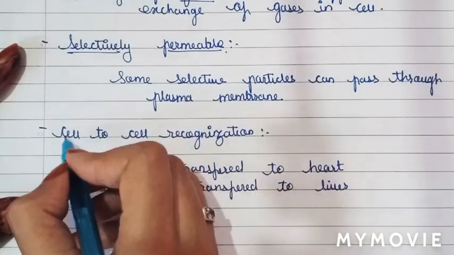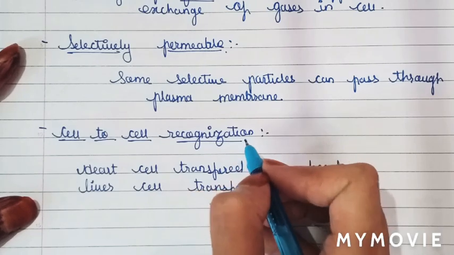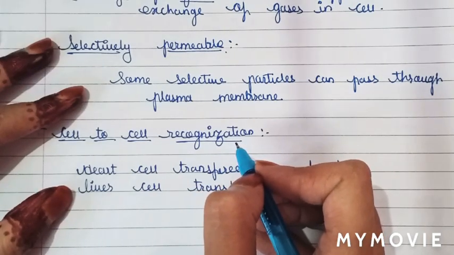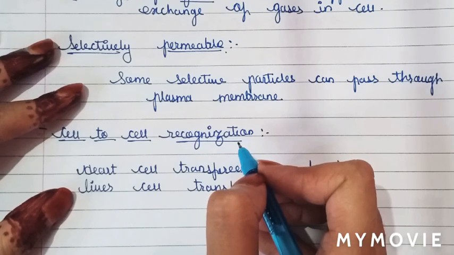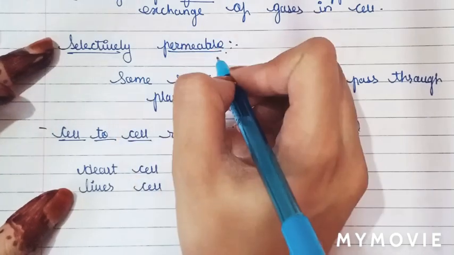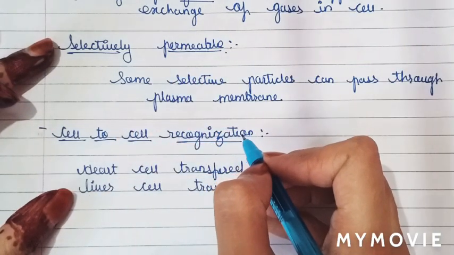So these were the functions of the plasma membrane or the cell membrane. First we have seen active transport, passive transport, exocytosis, endocytosis meaning pinocytosis and phagocytosis. Now exchange of gases, selectively permeable, cell to cell recognition. So these were the functions of the plasma membrane.